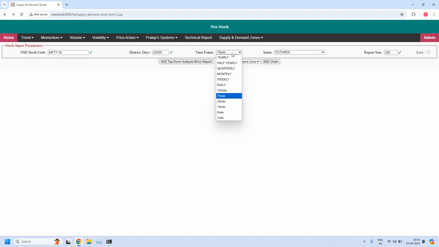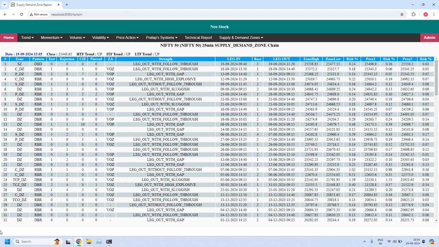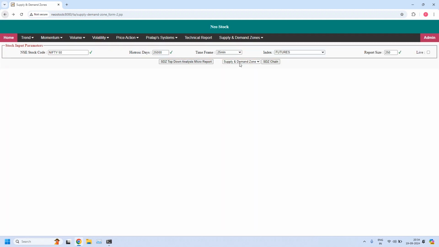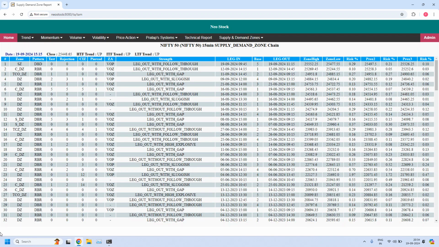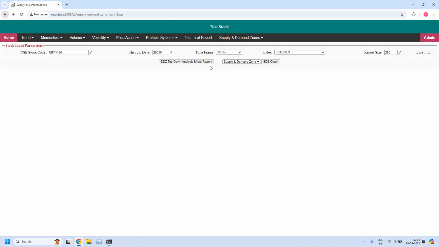The next time frame is 25 minutes, generating 25 minutes supply demand zone chain for NIFTY. Next time frame is 15 minutes. I am generating 15 minutes supply demand zone chain for NIFTY. Next time frame is 5 minutes. I am generating 5 minutes supply demand zone chain for NIFTY.